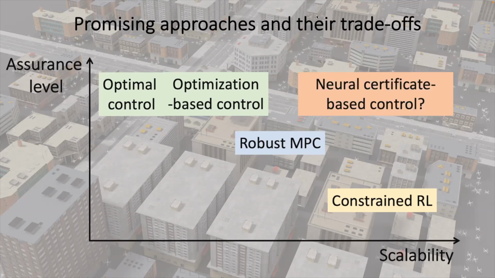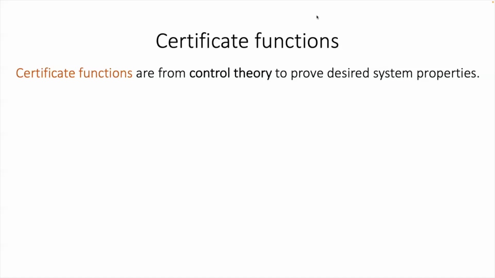Now, what we are working on is called neural certificate-based control. And my hope, and I hope that I can convince you, is that by using neural certificate-based control, we can sort of break this tie and achieve both a good assurance level and scalability. The secret is really how we bring the strength of the rigor in control theory together with the effectiveness of machine learning. When I say neural certificate, I really mean certificate functions.